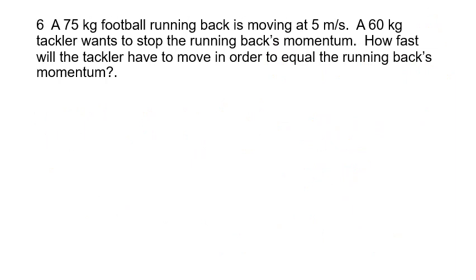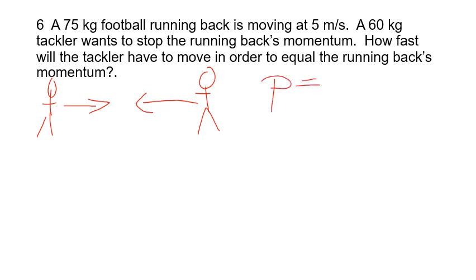So now we've got a 75 kilogram running back, and that running back's moving at 5 meters per second. We've got a smaller tackler, only 60 kilograms, who wants to stop the running back's momentum. Sports is a big study in momentum. So we've got the ball carrier going this way, and we've got a tackler coming this way. And basically what we want to have is a net momentum of 0. We want to stop the ball carrier, the running back's forward momentum. We basically want to make their velocity 0.